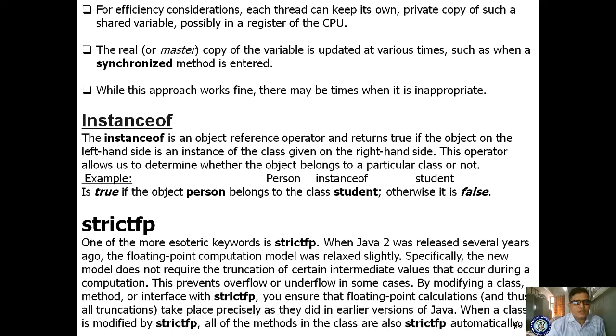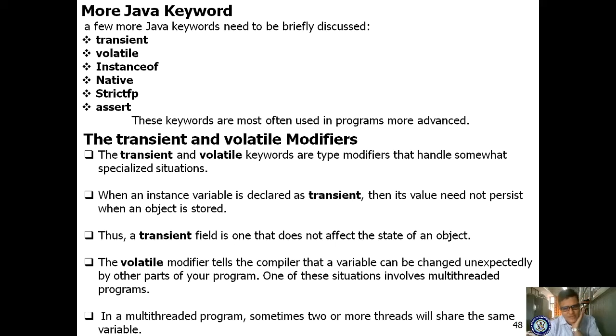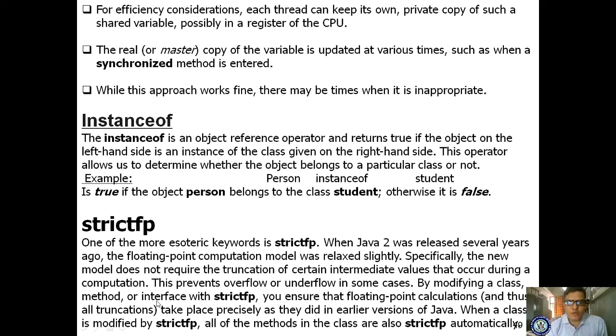For efficiency considerations, each thread can keep its own private copy of such a shared variable, possibly in a register of the CPU. So here we are explaining volatile. This is a keyword we require in our multi-threaded programs. Whenever multi-threaded programs are used, each thread can keep its own private copy of such a shared variable, possibly in a register of the CPU. So whatever values are varying, that shared variable of a thread can be maintained in a CPU register.